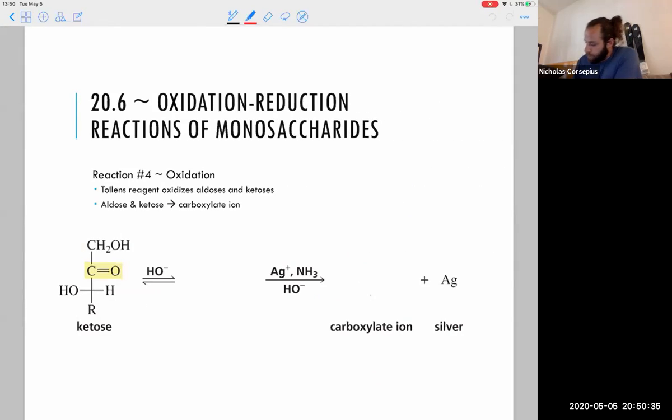All right, this next one here is going to be what's called Tollens' reagent, and this is going to oxidize both aldoses and ketoses. So if you were hell-bent on oxidizing, no matter what it was, you would use Tollens' reagent.